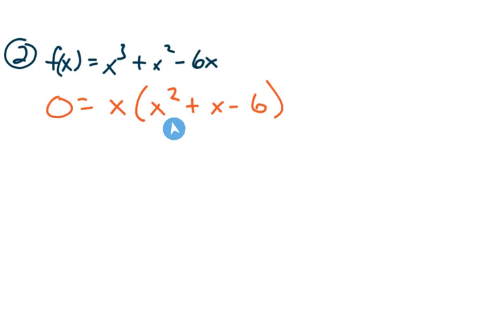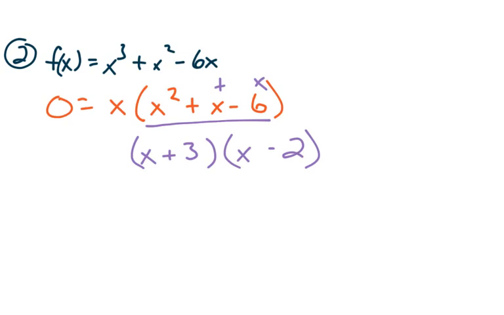Okay, so I'm going to focus on this in purple. So this is, let's see, two numbers that multiply together to get negative 6, add together to get positive 1. That would be positive 3 and negative 2. The x comes with it out front, so it's 0 equals x times x plus 3 times x minus 2. What I hope you notice here is that I'm not going to have any repeated solutions. All solutions here are going to be unique.